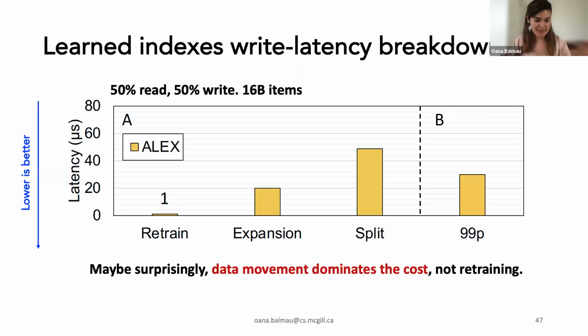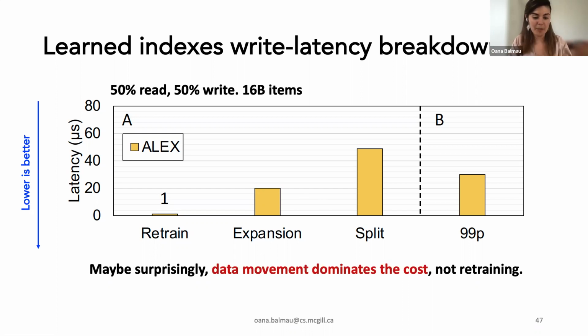And we measured it in Alex. And we actually found something quite surprising. We were expecting that the model retrains would dominate the cost by far. However, it turns out that linear models are very cheap to retrain. And most of the time is spent in expansions and splits. So since the data movement cost dominates the tail latency, this is really a very good fit for a systems problem. And we set out to solve this issue.